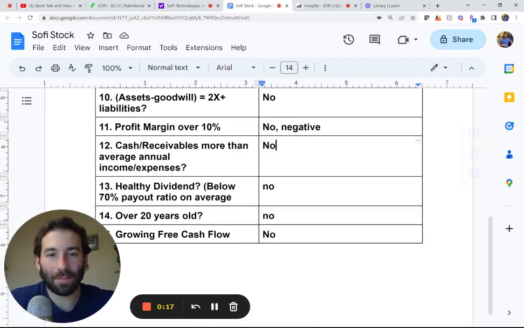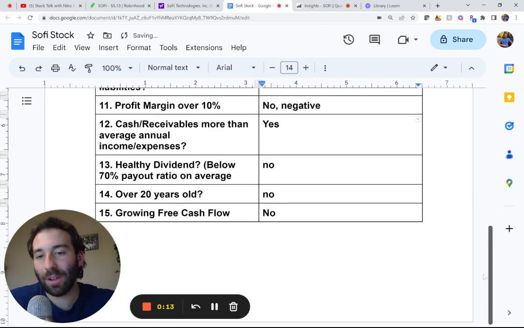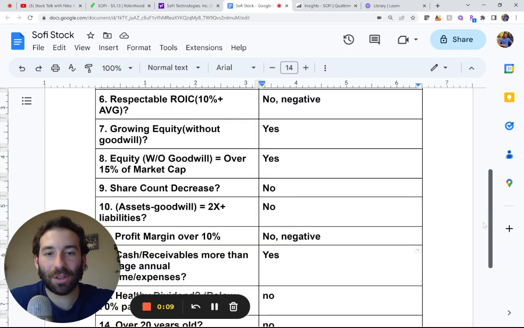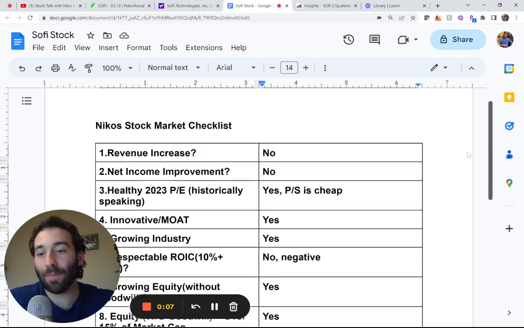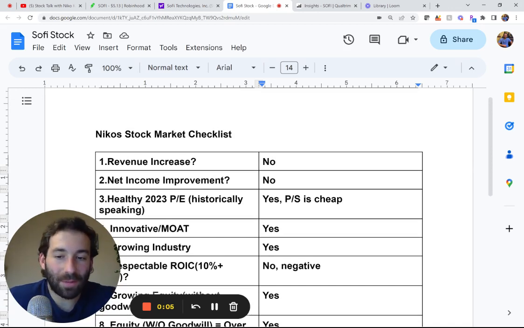They barely made it. All in all, even with that, we're still looking at a score. They only hit 6 out of the 15 on this list of criteria. 1, 2, 3, 4, 5, 6. So that's why I feel like this is a risky investment. I'm not interested in buying this, but we will see what happens.